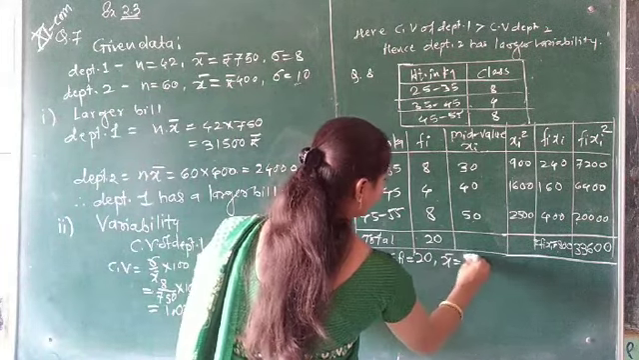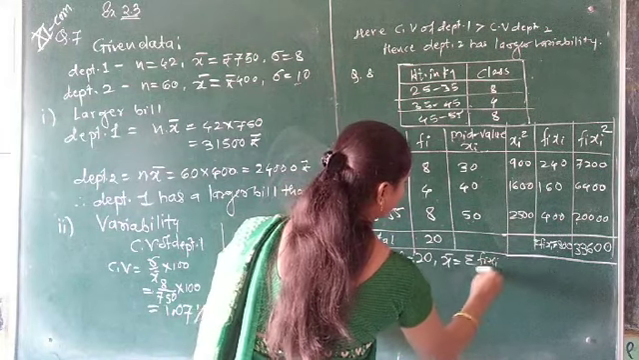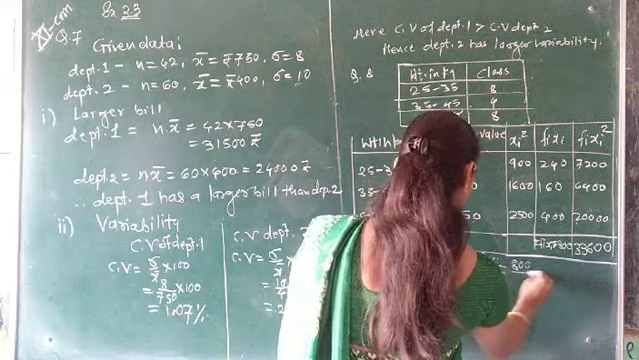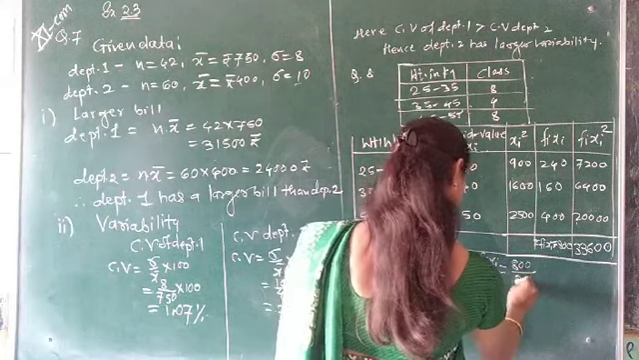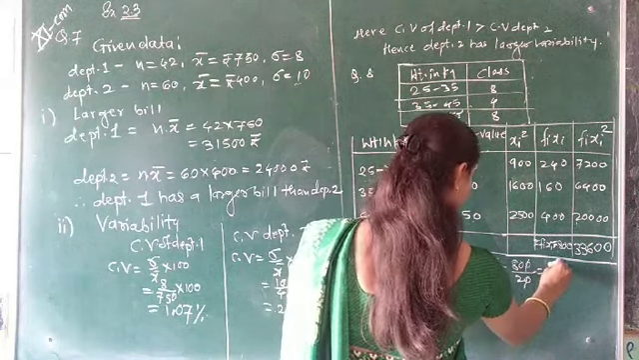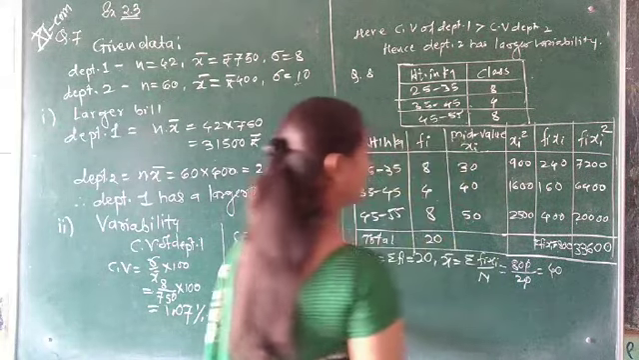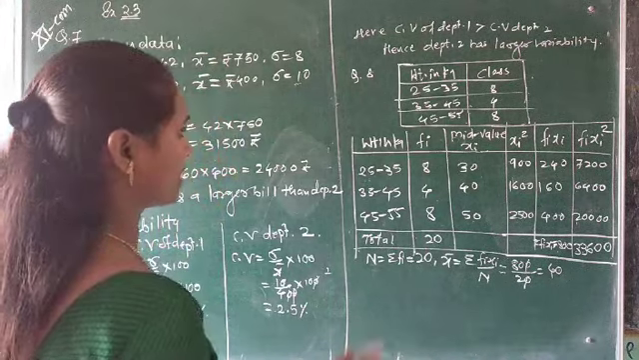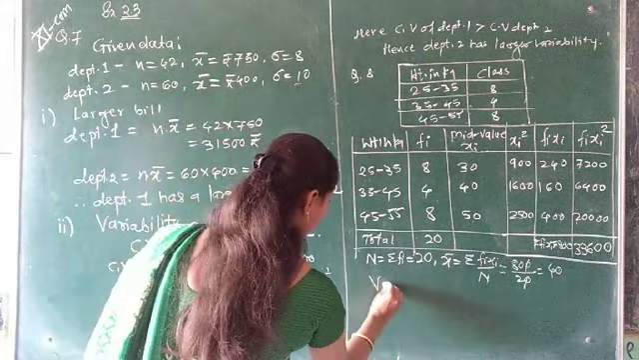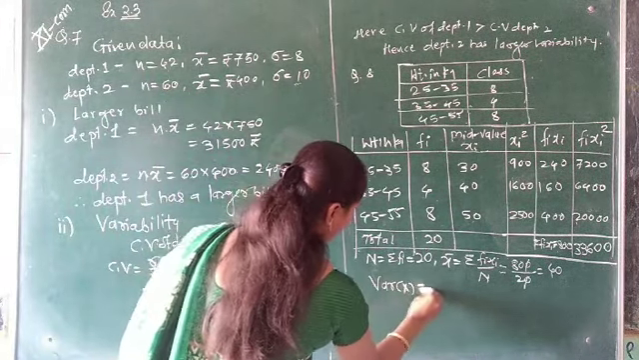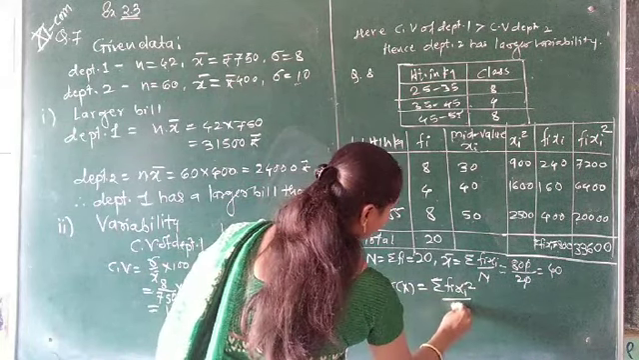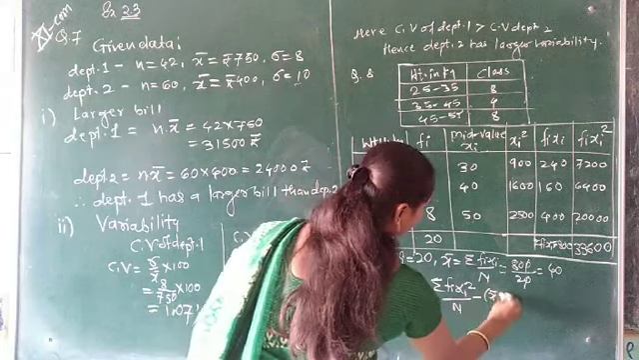Therefore mean is equal to summation Fi Xi divided by n. Summation Fi Xi is 800 divided by n, which is 20. That means it is 40. 800 upon 20 which is 40. Now next we have to find the variance. What is the formula for variance? Summation Fi Xi square upon n minus mean square.